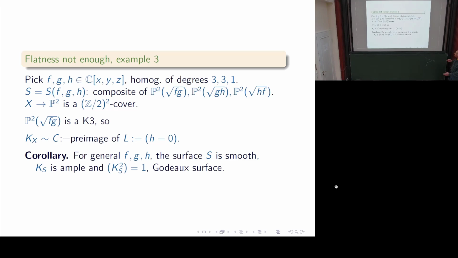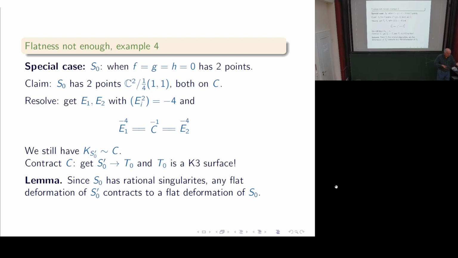Okay. And so this X, which is the same as S, is smooth, the canonical class is ample, and K_S squared equals 1. So that means it's a general type surface. Now, let's look at the special case when the three curves have two intersection points in common. So there are two points of a line where both curves pass through.